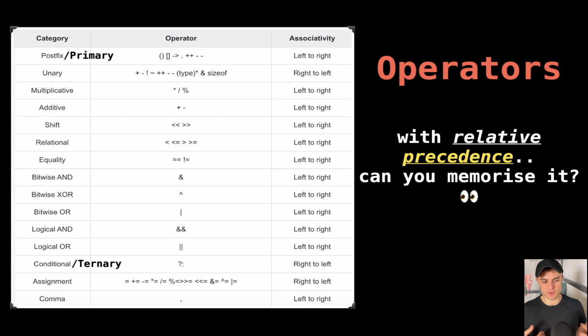So long story short, the unary operators are acting on a single variable. You have the plus, the minus, that are both unary and binary. Then we have the exclamation point, which is going to invert a specific value. For example, we can switch from true to false.